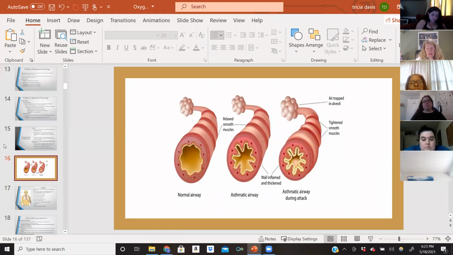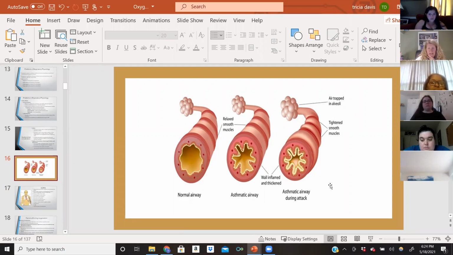So this is a picture of a normal airway on the left. You can see the huge diameter. If you go over to the middle, this is an asthmatic airway. So you can see that those walls are inflamed and they're getting very thick. This smooth muscle back here is starting to relax, and you can see the change in the alveoli.